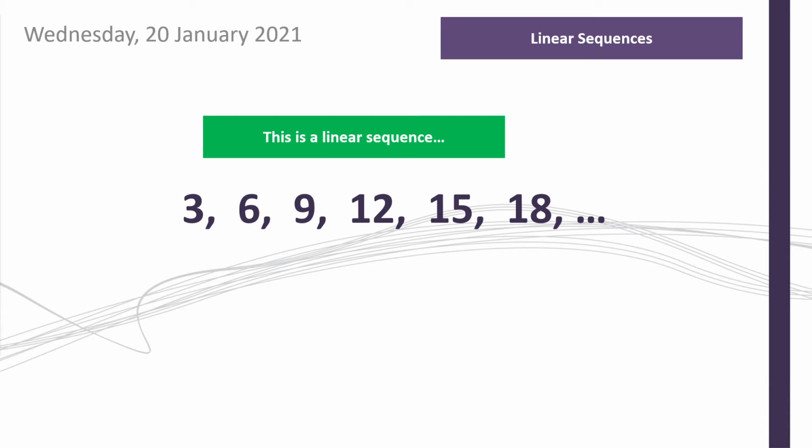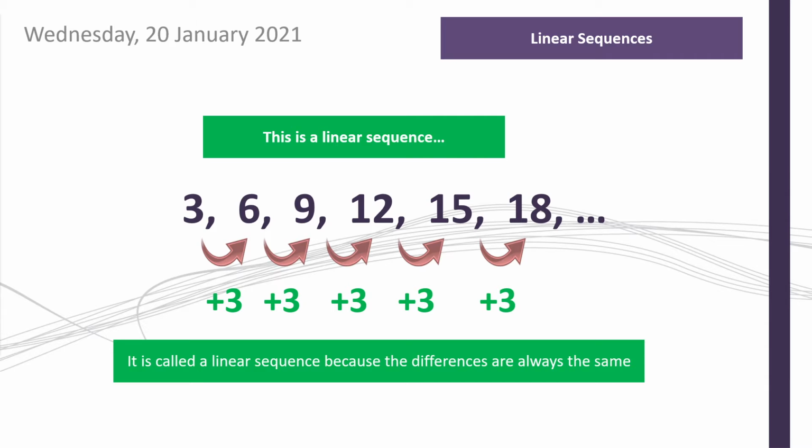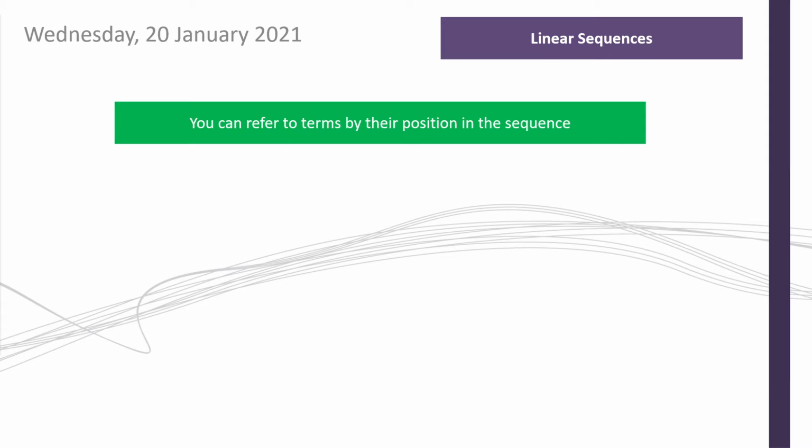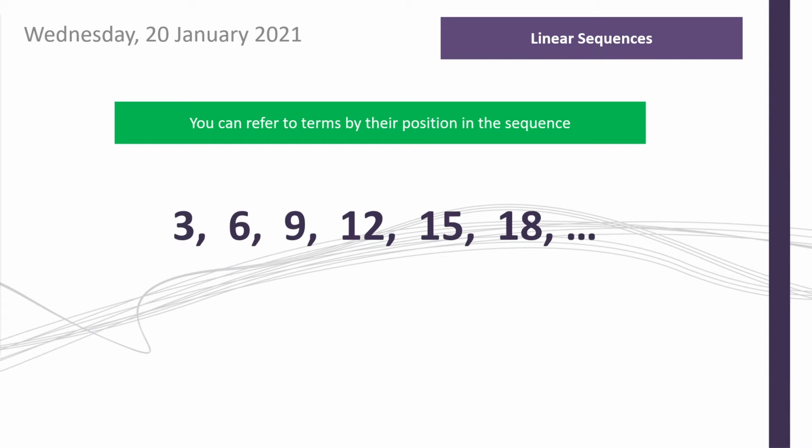This is a linear sequence. This is because the difference between any two nearby numbers is the same. Each number in a sequence is called a term. You can refer to terms by their position in a sequence. In this sequence, the number 9 is the third term.